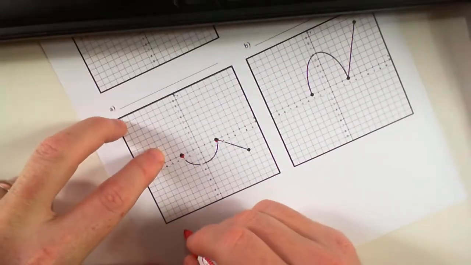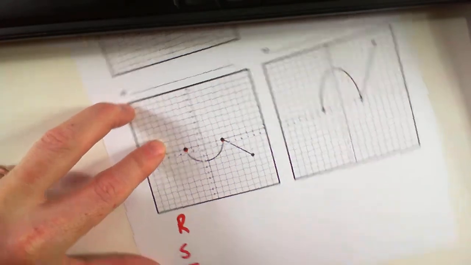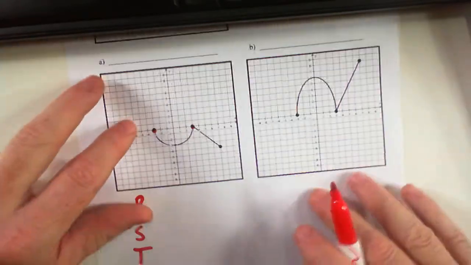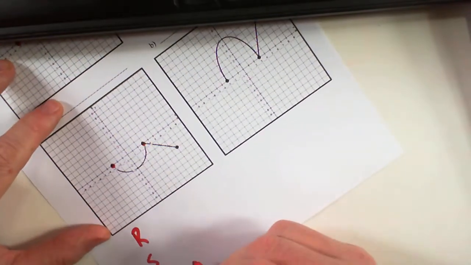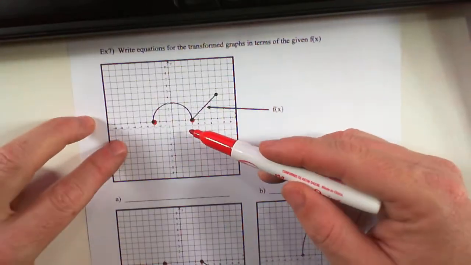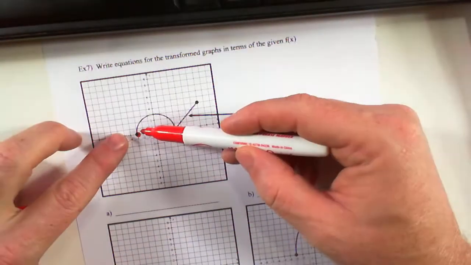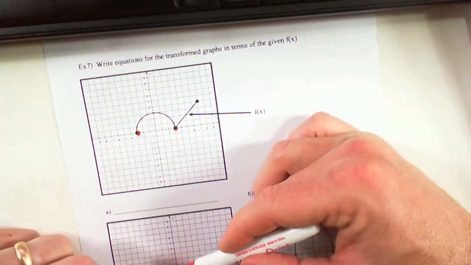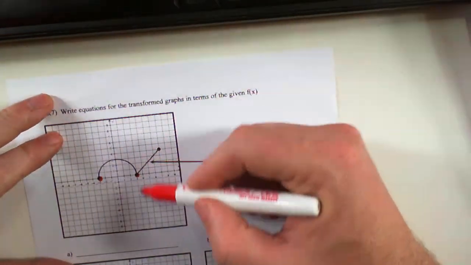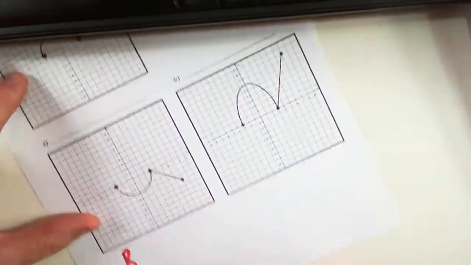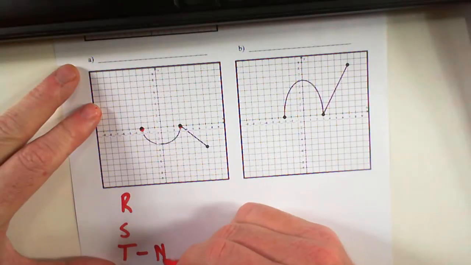So let's go down here real quick. All right, so we're looking at R, S, and T, right? We know that the translation, right, we have no left and right because the 0 is still at -3. It is still at +3, so it is not up or down because the zeros are still the zeros. So we have no translation.